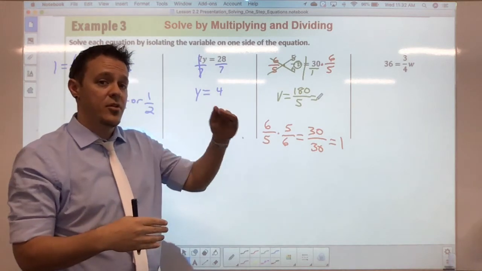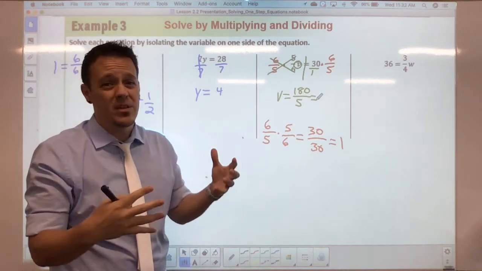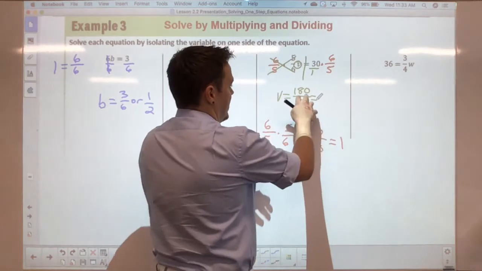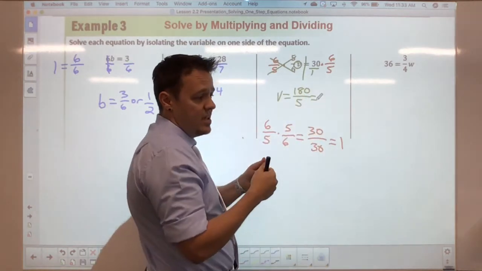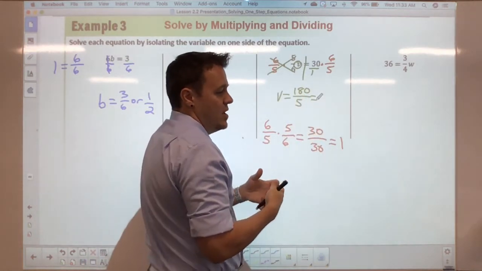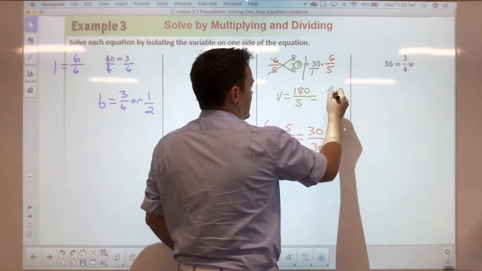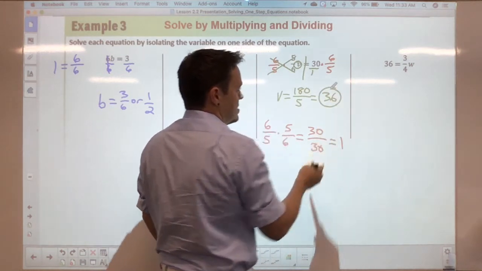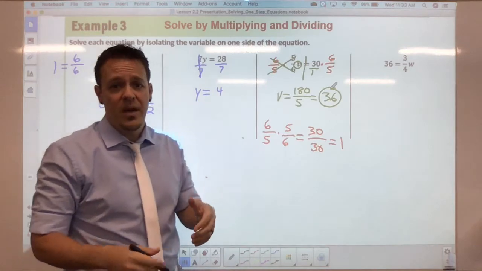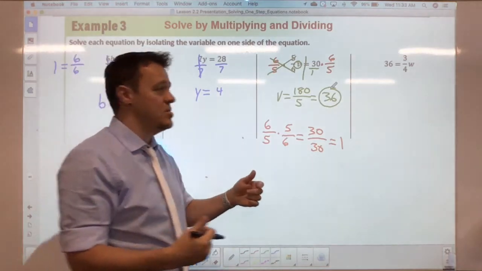Remember, it's 30 divided by 1. We just don't write the 1, right? But this is kind of a simplification of it. And then you could put this in a calculator, or you could figure it out yourself. But when you do this on the setup, it's going to equal 36. 180 divided by 5 is 36. All right, let's do the next one real quick.